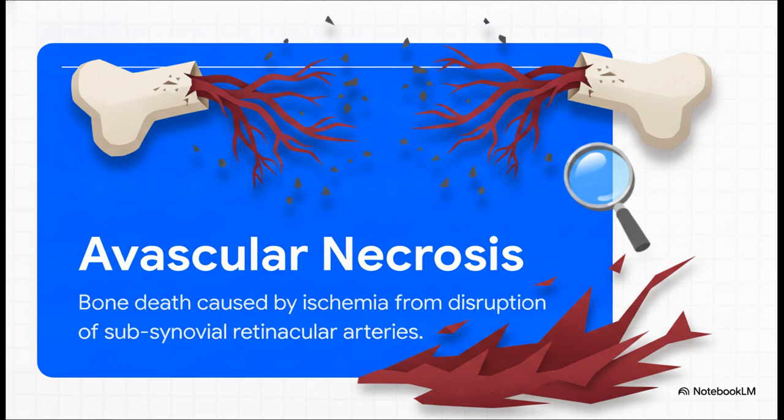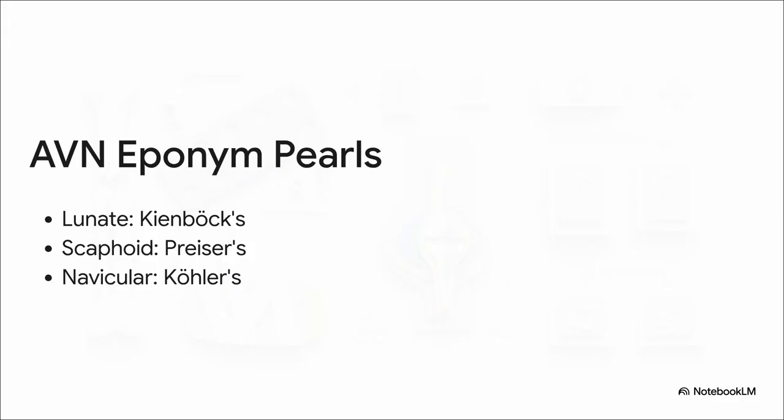But why? Well, avascular necrosis, or AVN, is essentially bone death caused by ischemia. Picture the deep arterial red blood supply of the extracapsular vascular ring. Ascending branches travel right beneath the synovial membrane as retinacular arteries. When you get an intracapsular fracture, it physically snaps this delicate subsynovial network, completely starving the femoral head of its blood supply.